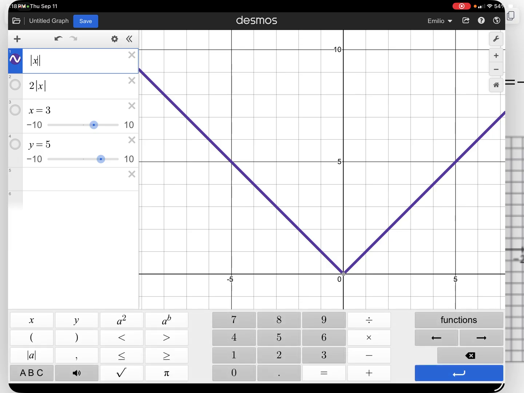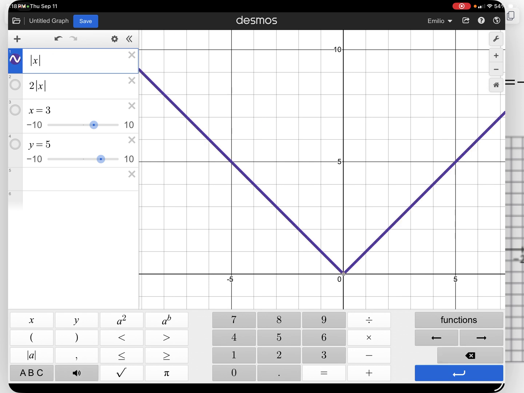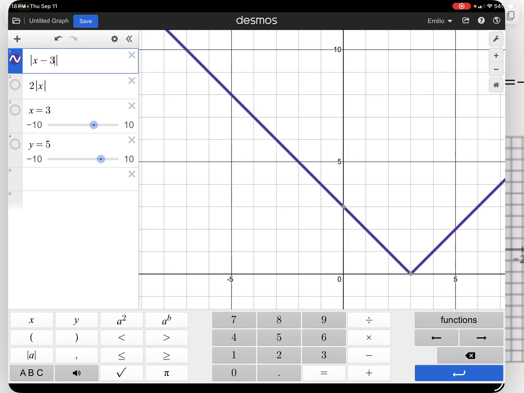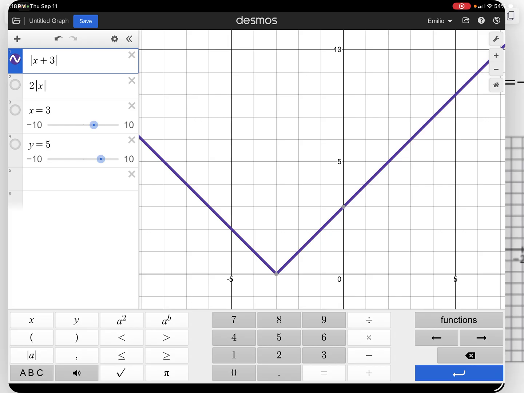Now, if I put a -3 on the inside, so if I do -3, the graph actually moved to the right. Look, watch when I take it off. It goes back to the origin, but look at the vertex. If I do -3, it moves to the right 3. If I put +3, it actually moves to the left, not the right. So remember, anything on the inside is a liar.